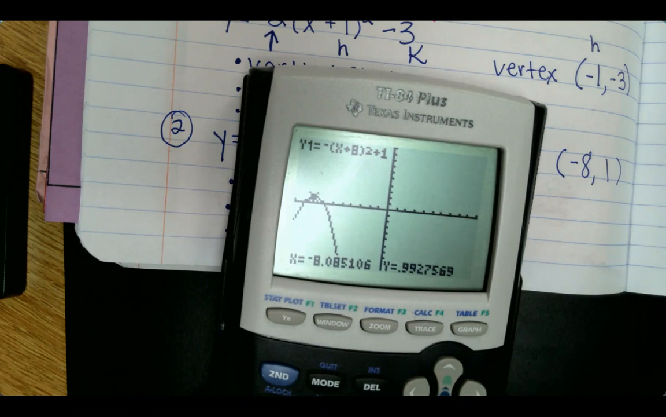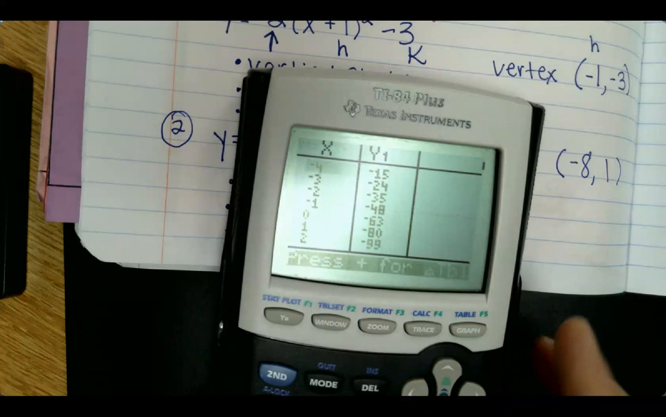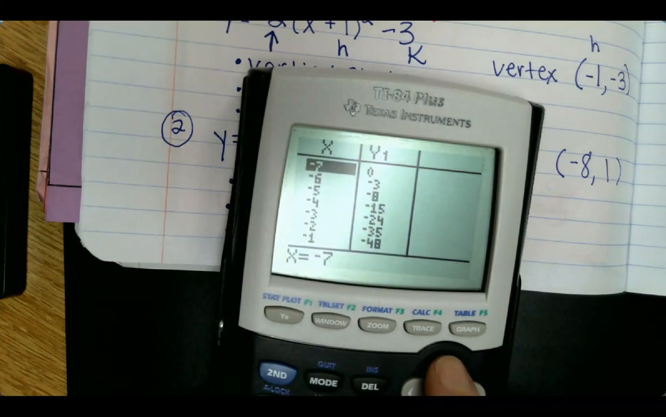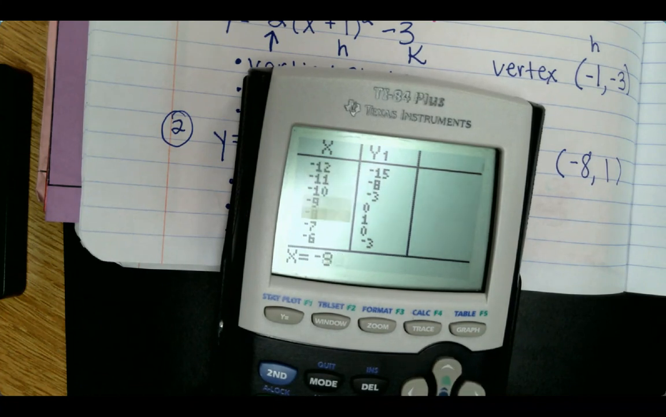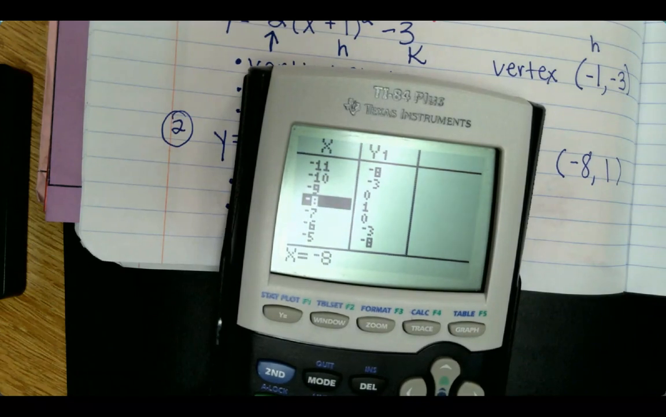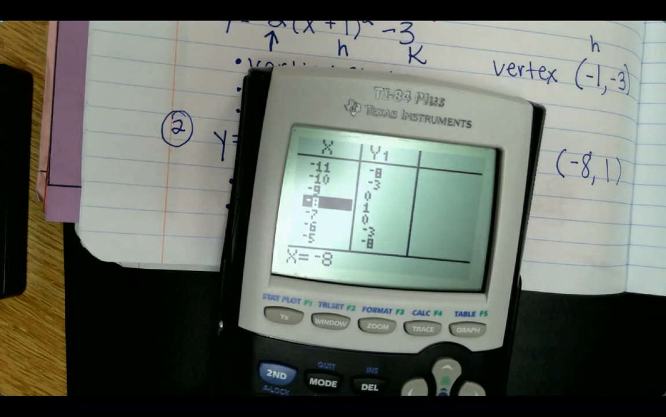The other thing you can check is the table. So go second, table, and I want you to move this so that -8, 1 is in the middle so you can see if it's symmetrical. -8, 1 right there in the middle. And it is. It's symmetrical.